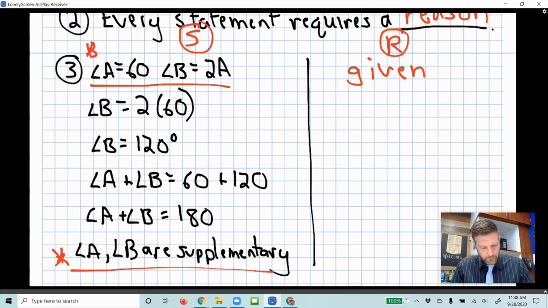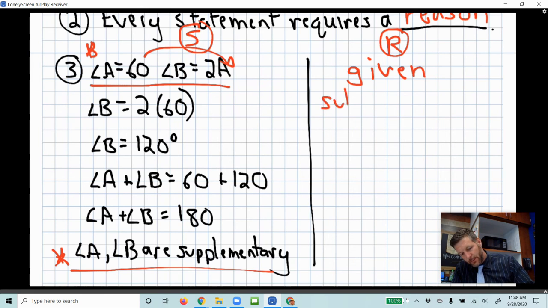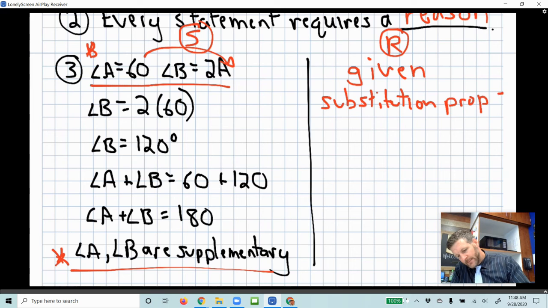Okay, then they said angle B is equal to 2 times 60. Well, how did they know that? Well, because they had angle B being 2 times A, and they knew that angle A was 60. So what they did is they just substituted the 60 for the A. So that must be the substitution property of equality. So there's my reason. They substituted 60 for A.